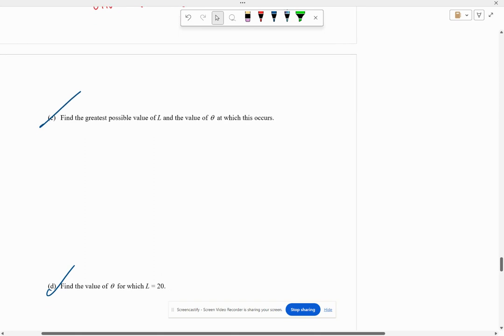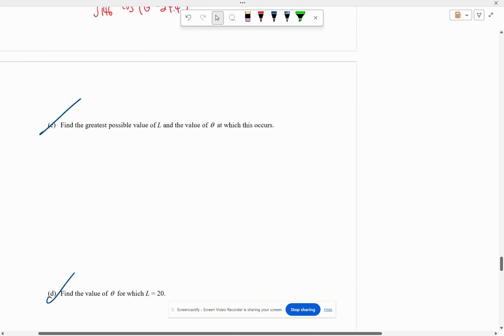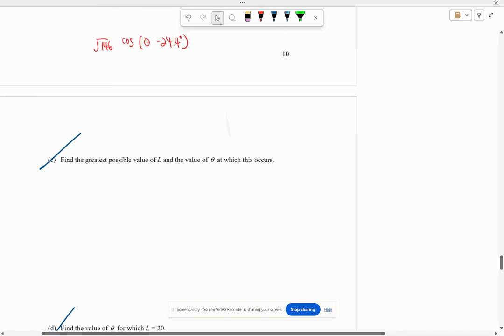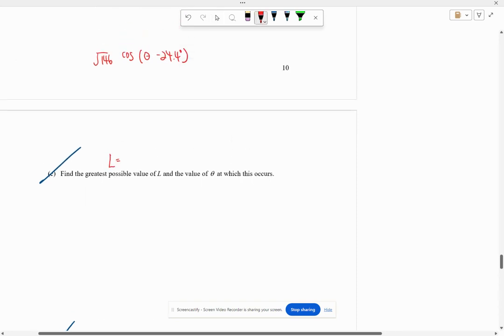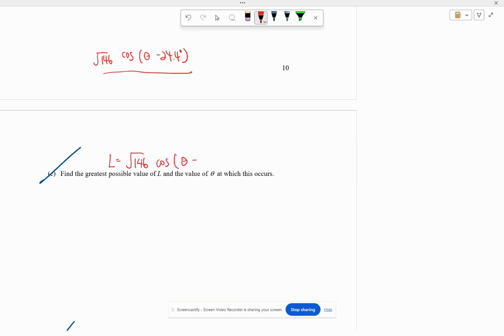Okay, I run through this one. Greatest possible value of L. So this one is again more challenging. Let me write down. Just now my L was exactly 11 cos theta plus 5 sin theta. I replace it with the R formula here: square root 146 cos of theta minus 24.44 degree, plus 11.